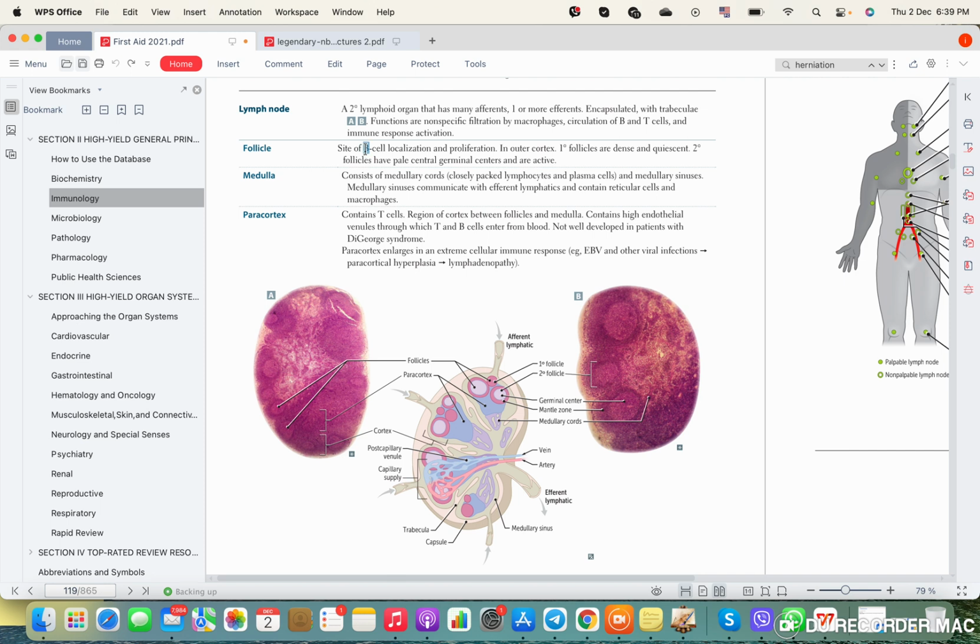It's the site of B cell localization and proliferation. This is how immunology goes. Every 15 minutes, I will be giving you a new factoid, and you need to incorporate it with the previous knowledge. So to start with, B cells, I told you they are made where? Where do we make B cells? Yes, they are made in the bone marrow. This is correct, and they also mature in the bone marrow.